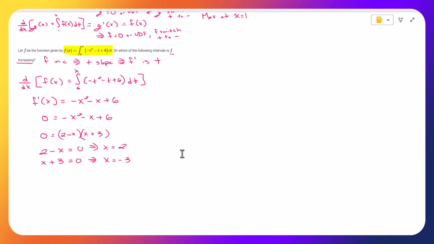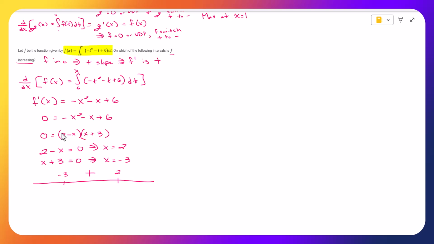So this is going to be our number line for our first derivative test. For this one, I'm going to choose 0. That's the easy one. 0, if I plug that in here, it's going to give us 6. So that's going to be positive there. If I go to the right of 2, let's pick 3. I'm actually going to use the factored form here. 3 plus 3 is 6.